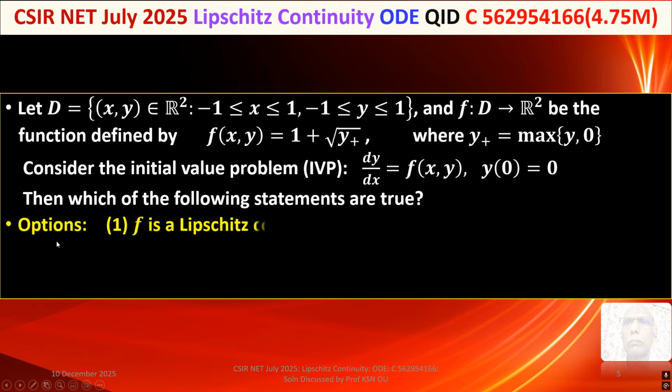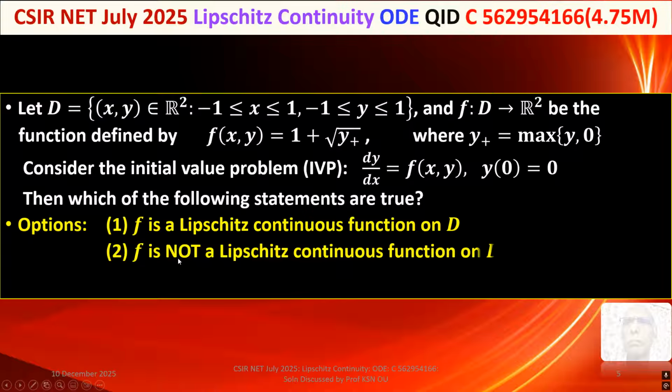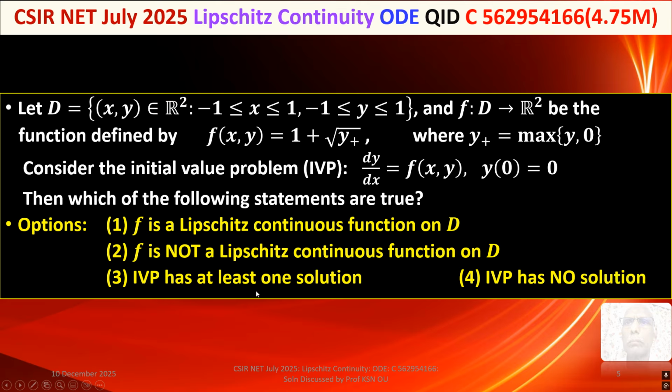We are given four options. Option 1, f is a Lipschitz continuous function on D. Option 2, f is not a Lipschitz continuous function on D. One of them must be true. Option 3, the initial value problem has at least one solution. Option 4, the initial value problem has no solution. So, between 3 and 4, one must be true. Right.